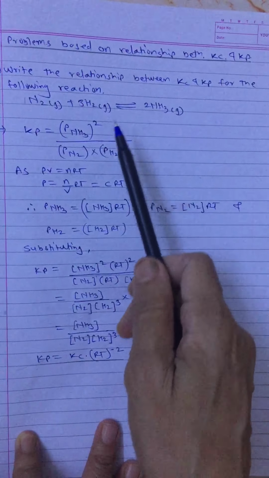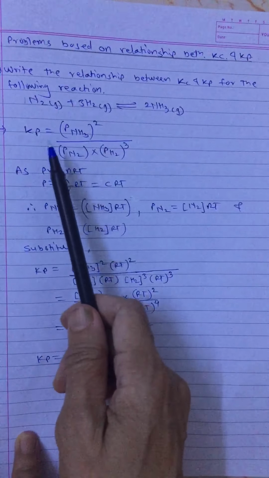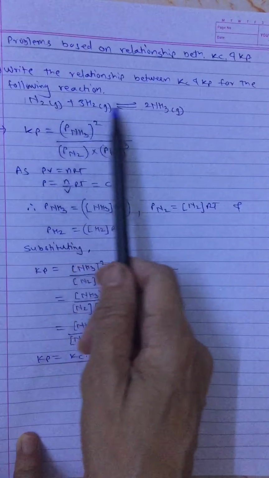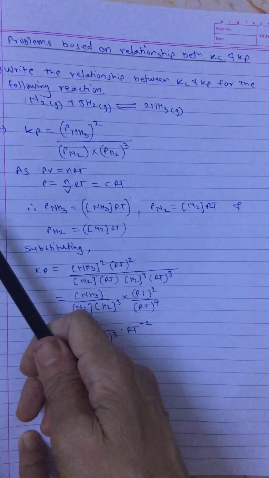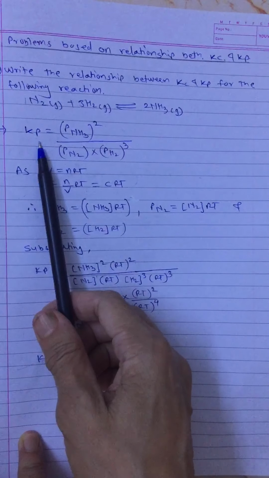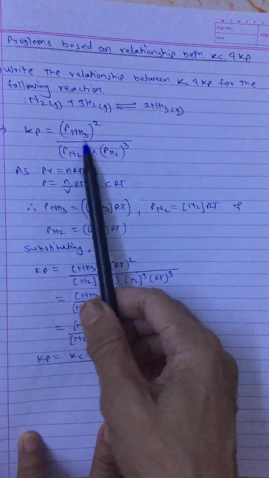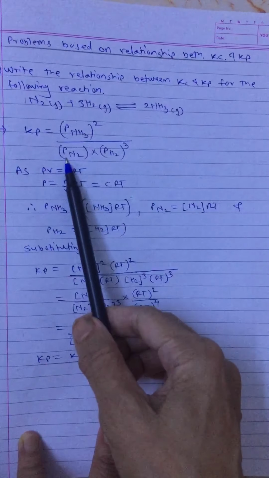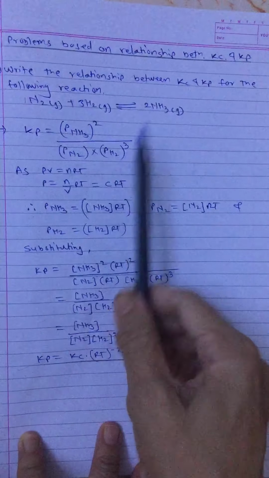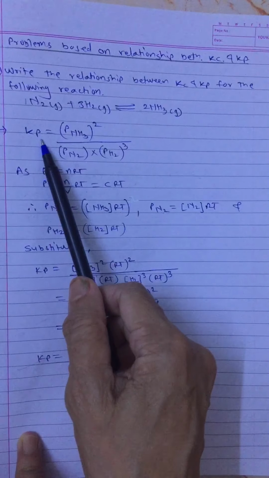So what you have to do when the relationship between Kc and Kp is asked, you are supposed to write, first of all, the expression for Kp. See, all the reactants and products are in the gaseous state. So the Kp expression you are going to write in terms of partial pressure. So Kp is equal to partial pressure of ammonia raised to 2 upon partial pressure of N2 into partial pressure of H2 raised to 3.